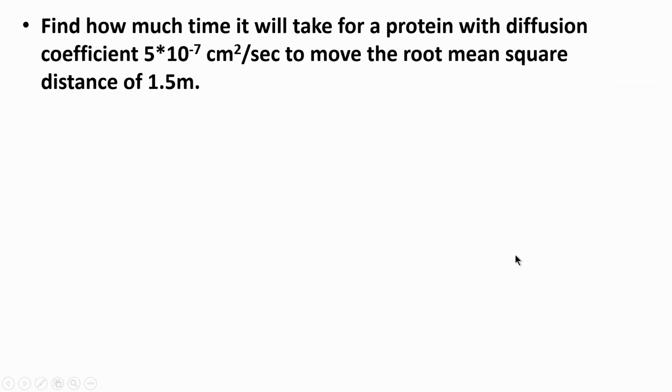So let us look at another question now. So now we are moving towards the diffusion part of the course, and the question in this case is how much time it will take for a protein with a diffusion coefficient of 5 into 10 to the power minus 7 centimeter square per second to move the root mean square distance of 1.5 meter.